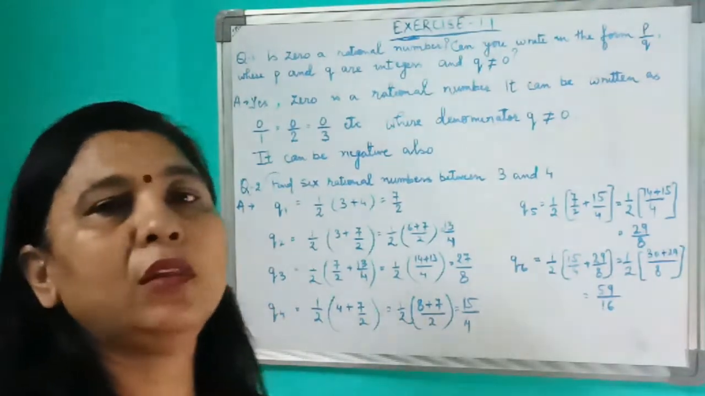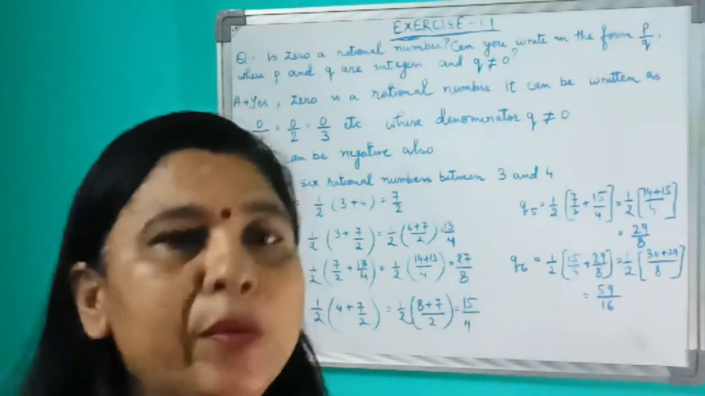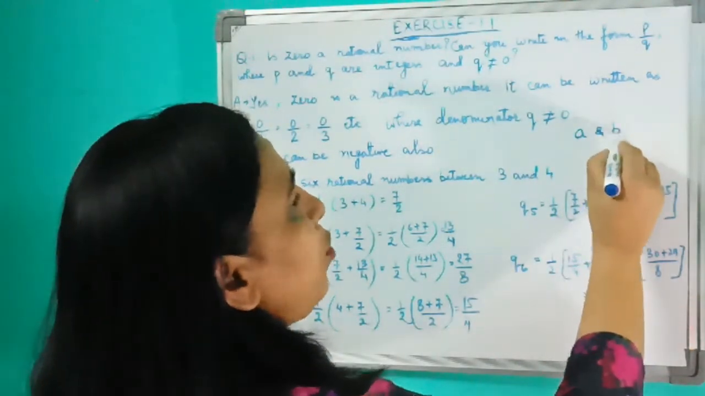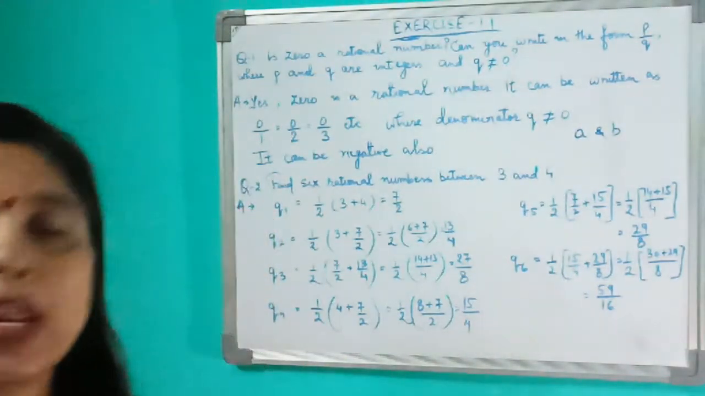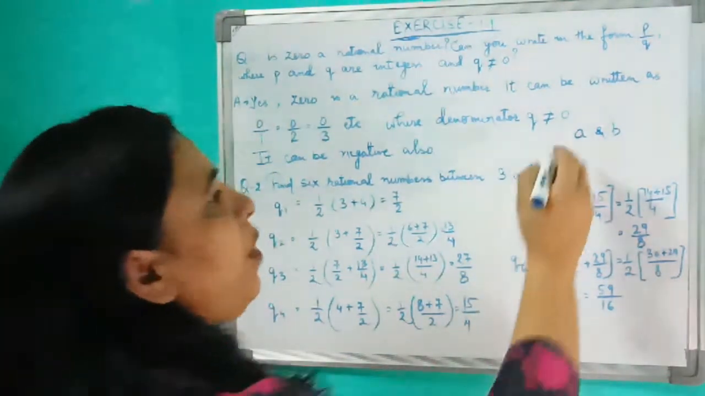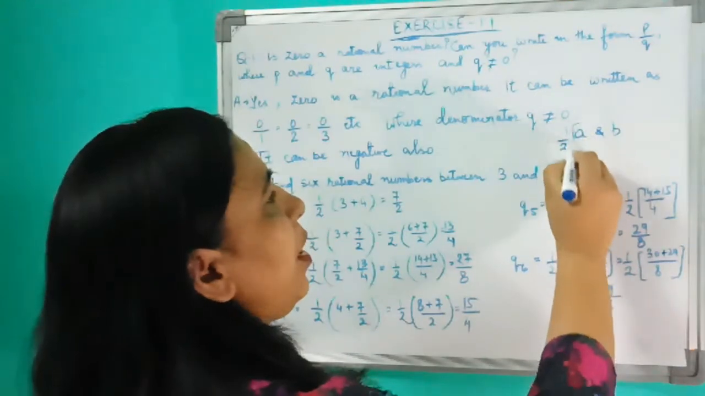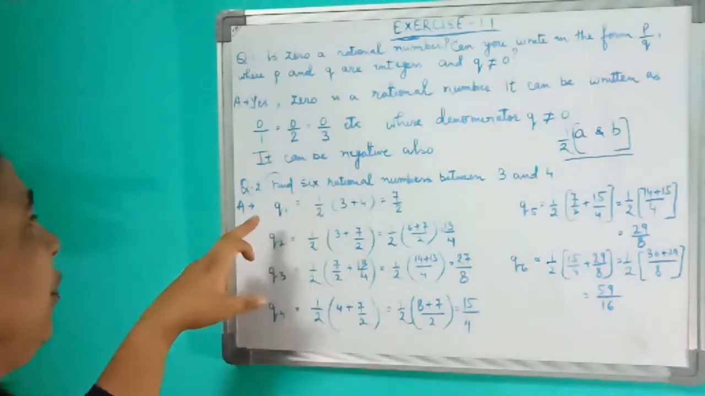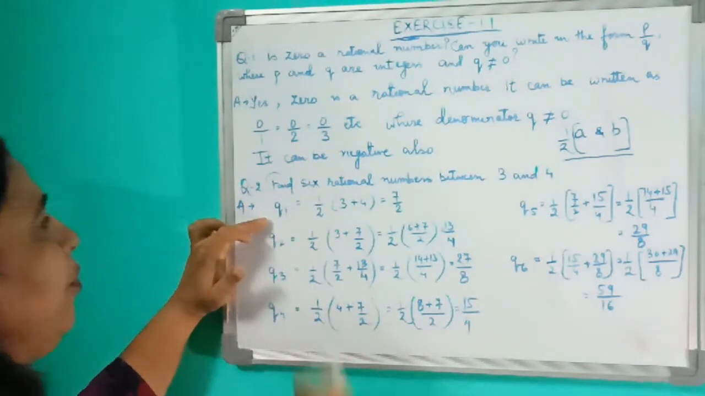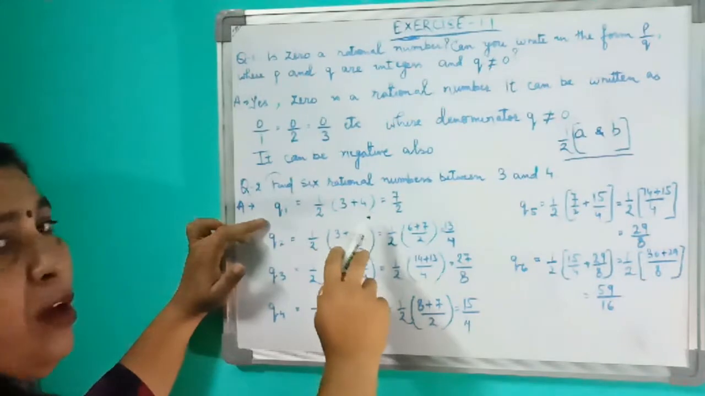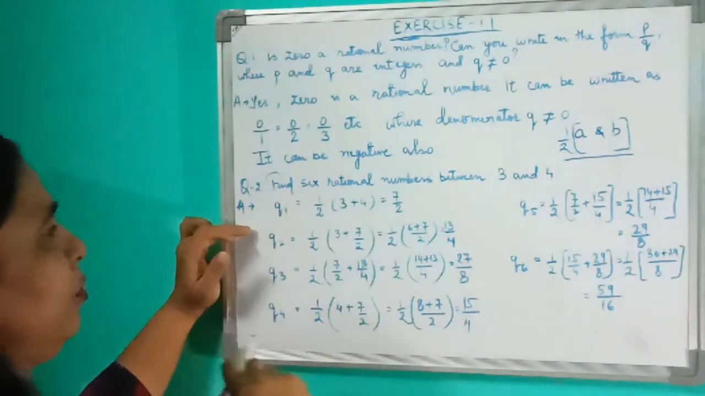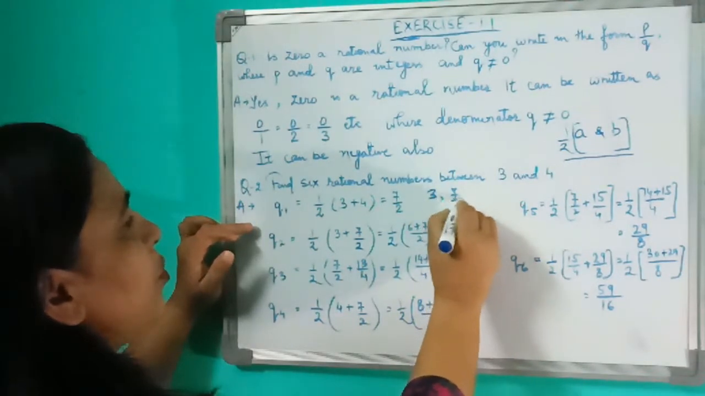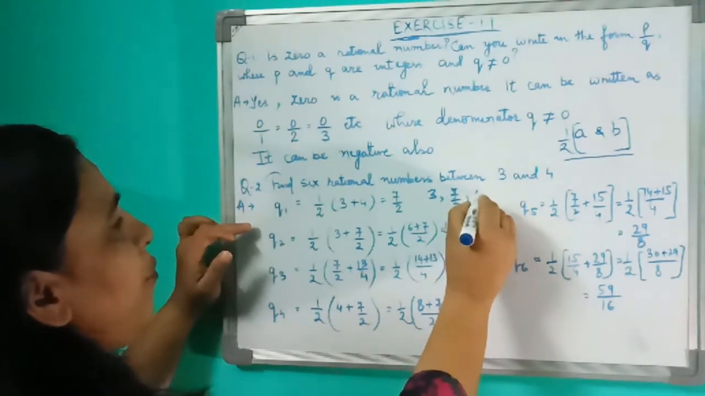For finding out the rational numbers between any two numbers, there is a formula. Suppose a and b are two numbers and we have to find out the rational numbers between these two numbers. What we have to do is half (a + b). This is the formula. So for the first rational number q1, we have done half (3 + 4) which is equal to 7 upon 2. Then we will write 3, 7 upon 2, 4. So 7 upon 2 is between 3 and 4.